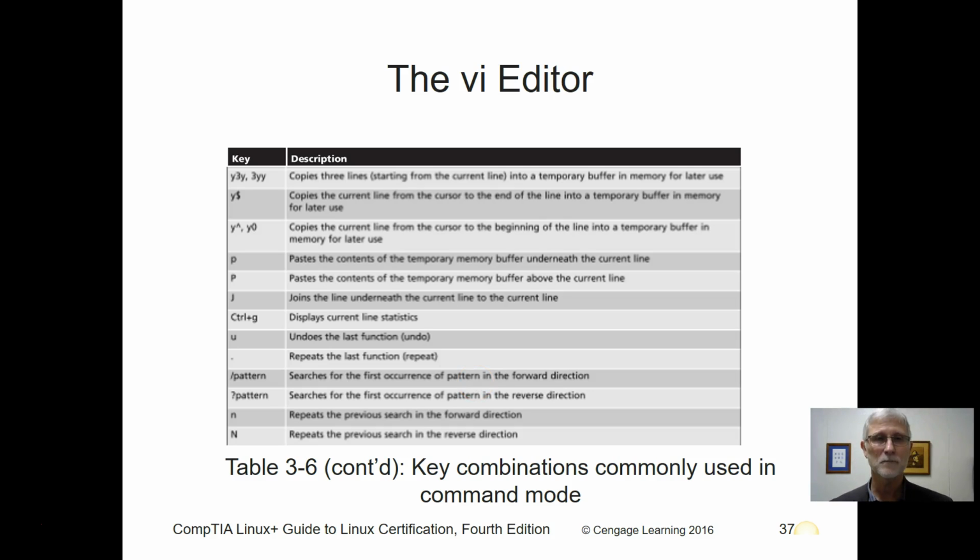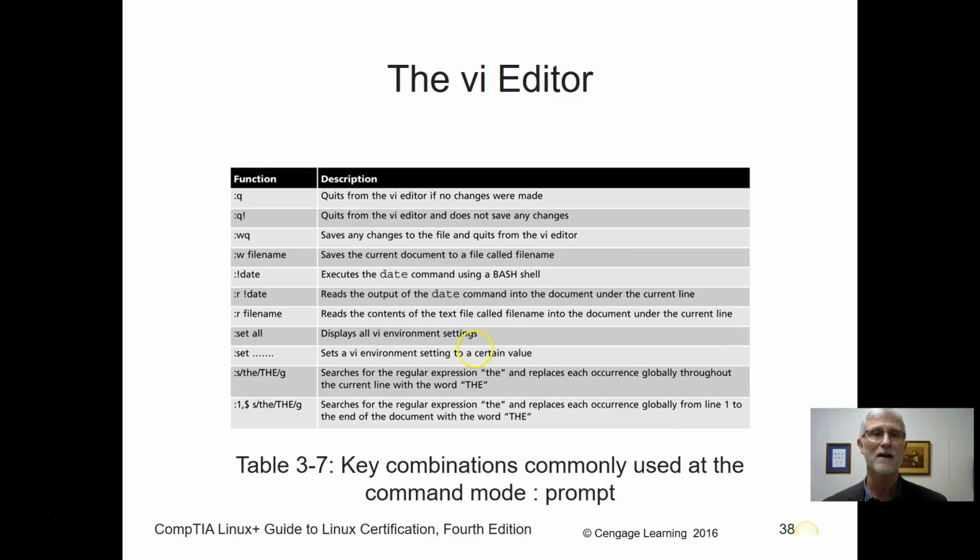The lab will give you some chances to play with the VI editor and do some things modifying a file. :Q says I'm going to quit the editor, but no changes. The :Q with an asterisk there says quit and does not save, so I'm getting out totally. Well, guess what? If I want to get out and save, I do :W. So I'm writing the file, and then I'm going to quit.